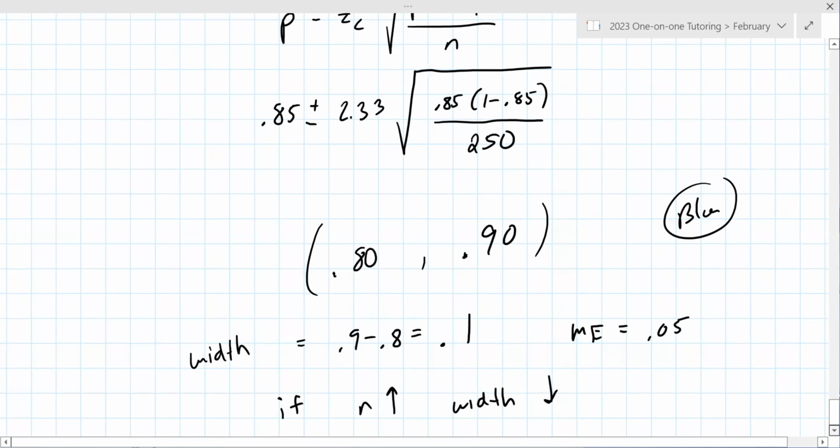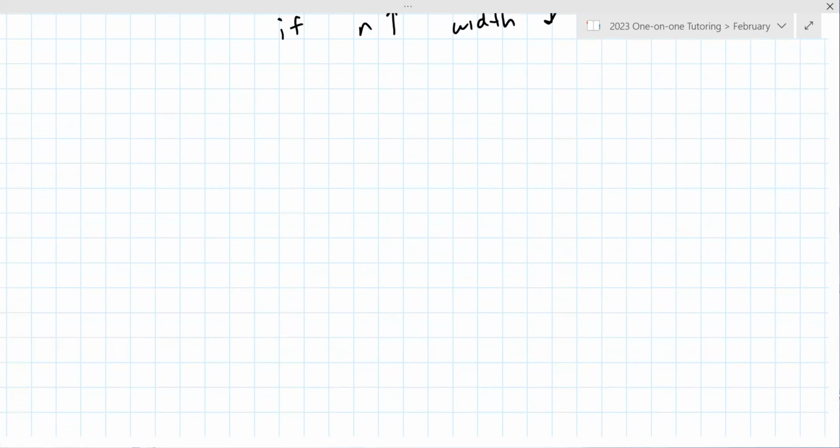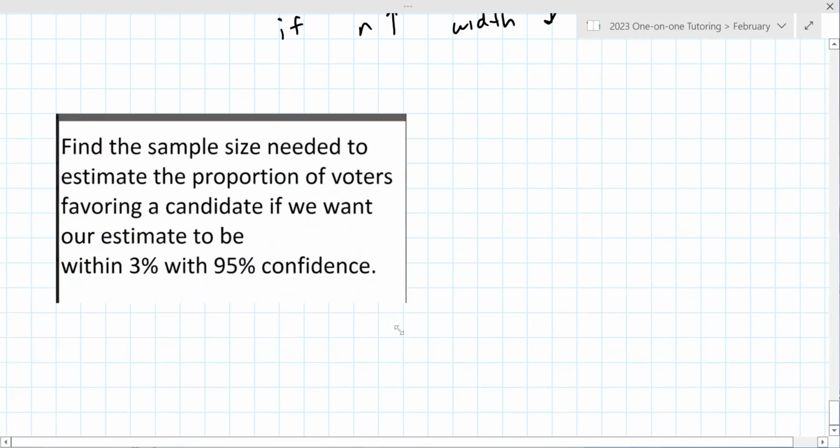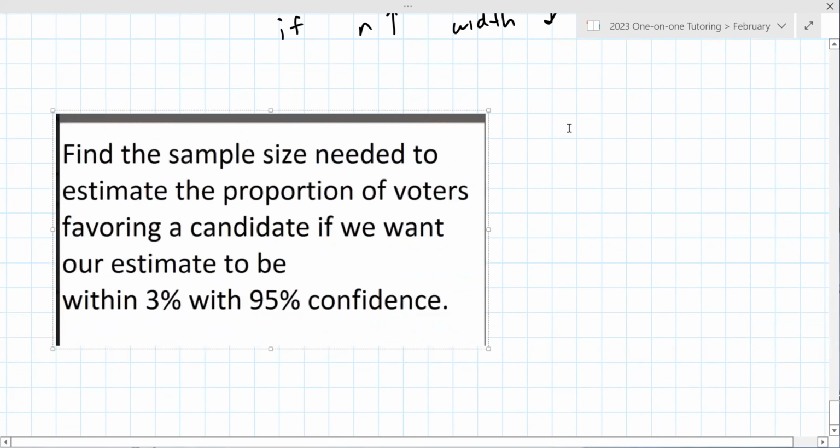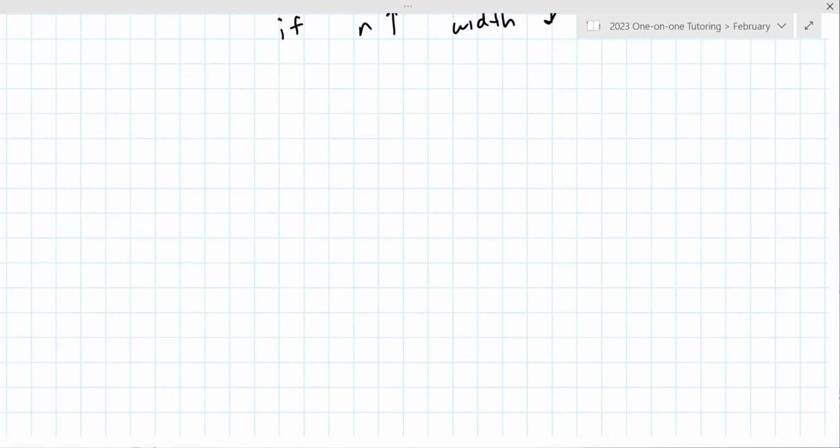All right, so let's go to the last two real quick. These are the sample size needed. Actually, let's not do that one first. Sorry, let's do the other one first.